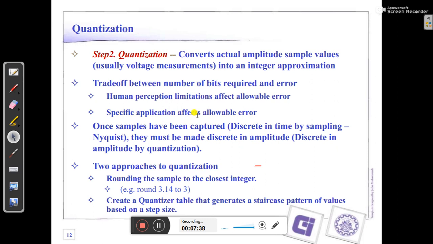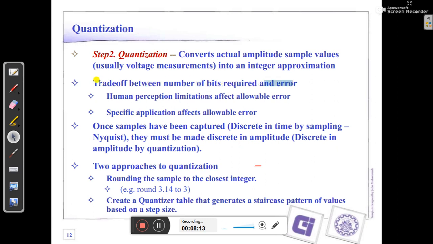Step 2, that is quantization, converts actual amplitude sample values, usually voltage measurements, into an integer approximation. There is a trade-off between the number of bits required and error.